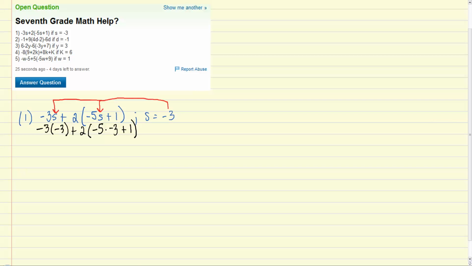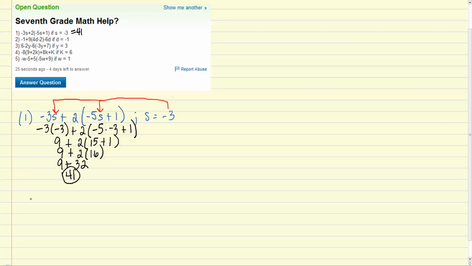Let's start off on the left-hand side with the multiplication. Negative 3 times negative 3 is 9, plus 2 times the quantity, negative 5 times negative 3 is 15, plus 1. 9 plus 2 times the quantity 16. 9 plus 32 is 41. And so our answer to number one is 41.